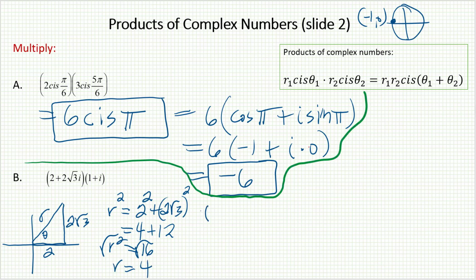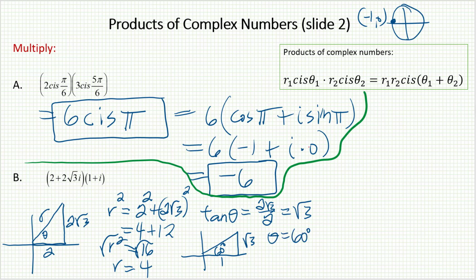And then let's see, you may recognize theta already, but if not, you can use tangent theta equals b over a, which of course simplifies to just square root of 3. And you're supposed to think, I think I know this one, and you should. If the tangent ratio is square root of 3 over 1, then of course you're dealing with a 30, 60, 90 triangle, and that angle there is just 60 degrees. So my theta is 60, which means the first complex number, I'll rewrite the problem over here, is simply 4 cis 60 degrees.